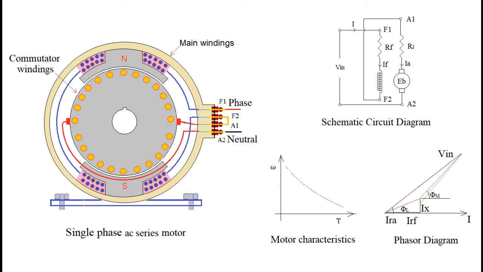The angle that the supply voltage makes with the current is shown on the phasor diagram as phi L, and the angle that the dynamically induced EMF in the rotor circuit path makes with the current is shown as phi M. These angles denote the total power supplied and the mechanical power given as output by the motor.